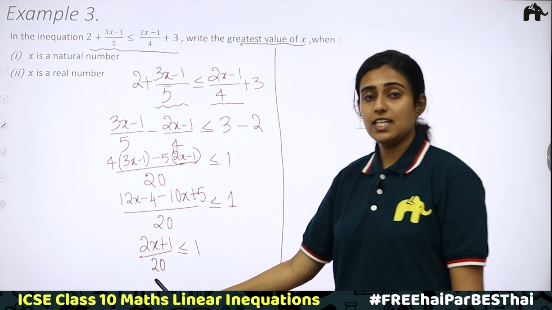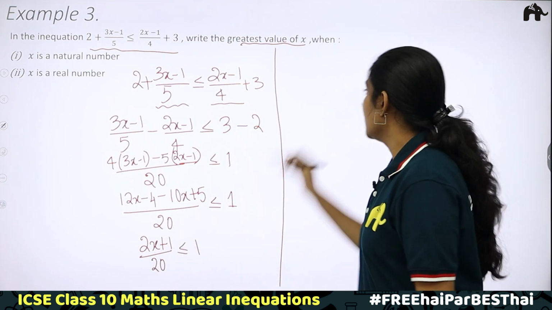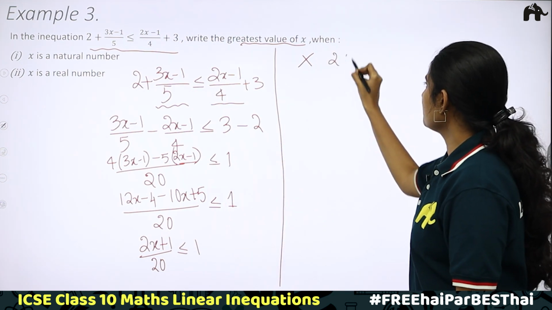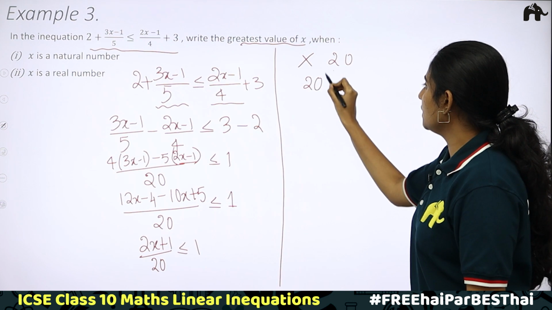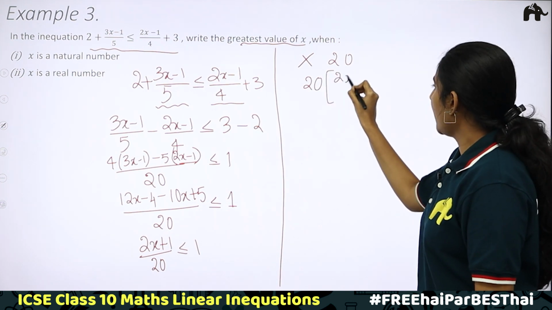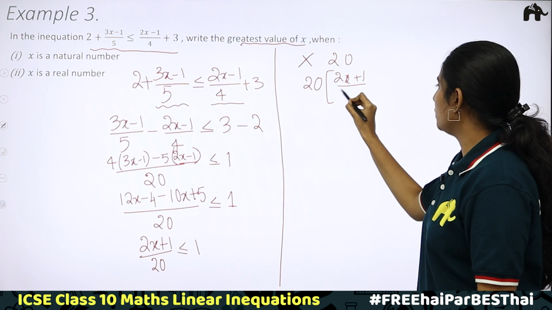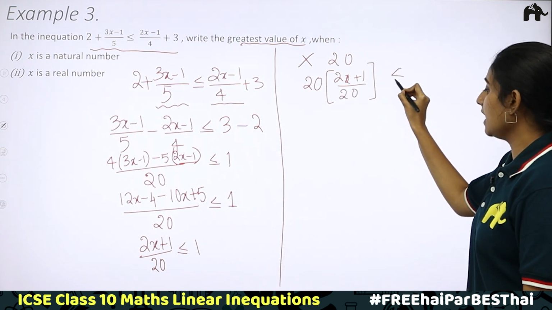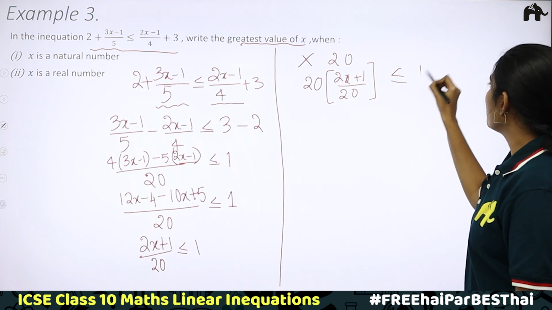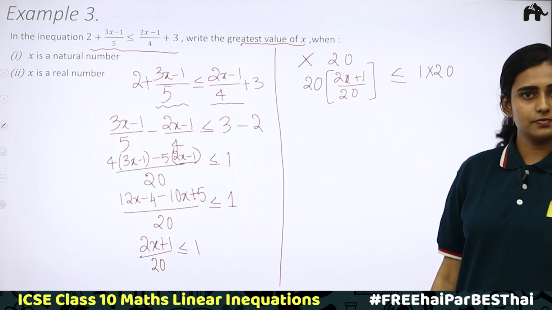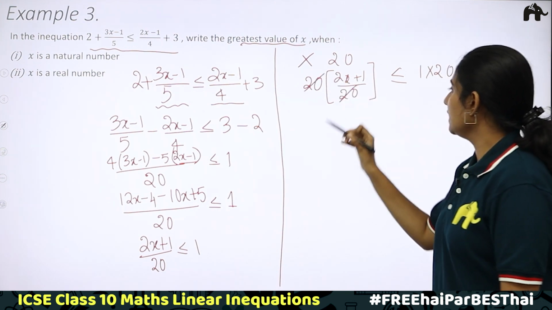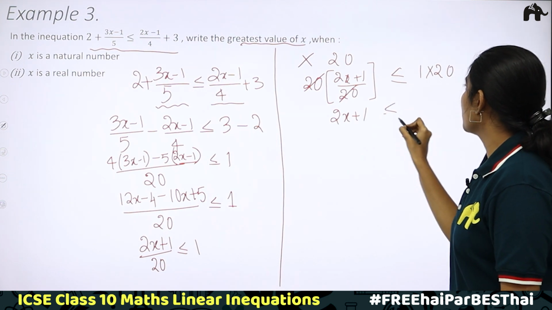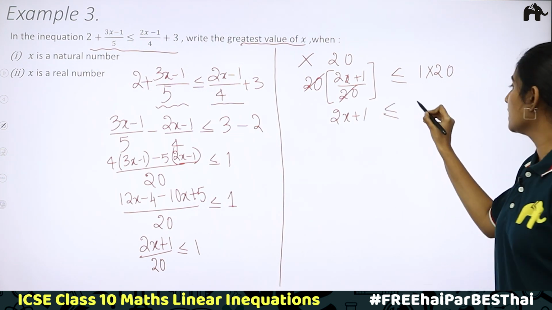Now we have a 20 in the denominator. We can remove this by multiplying on both sides with 20. It becomes 20 into (2x plus 1) divided by 20. The inequality is the same, that is, less than or equal to 1 into 20. Clear? You can cancel out these 20s. You have 2x plus 1 less than or equal to 20 into 1, which is 20.